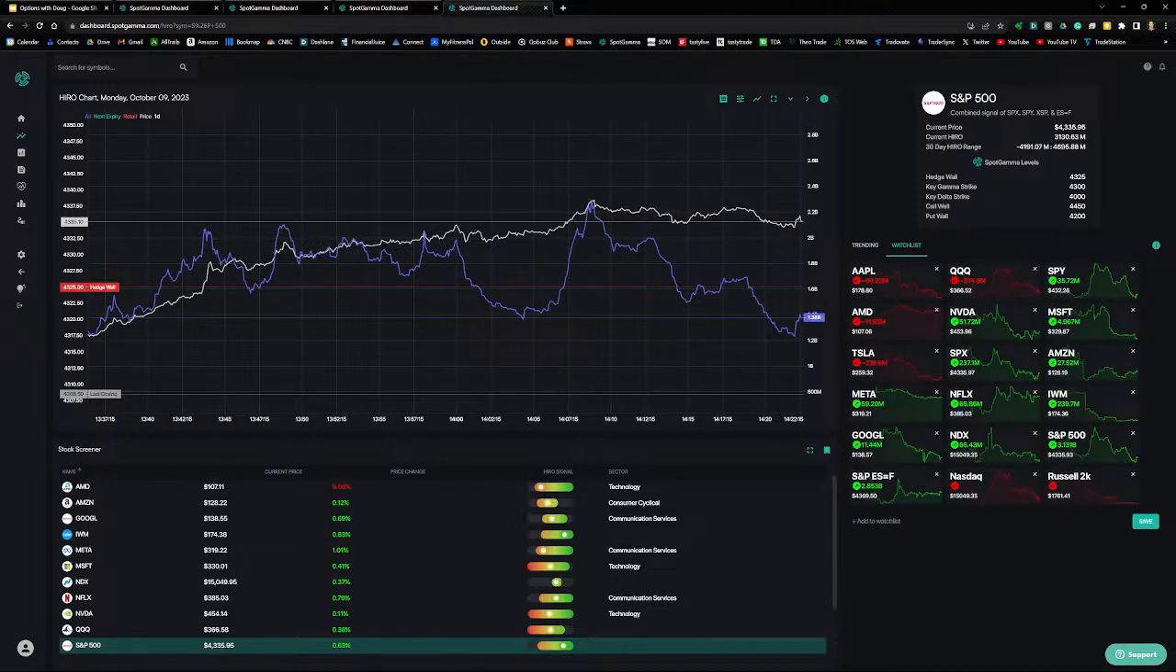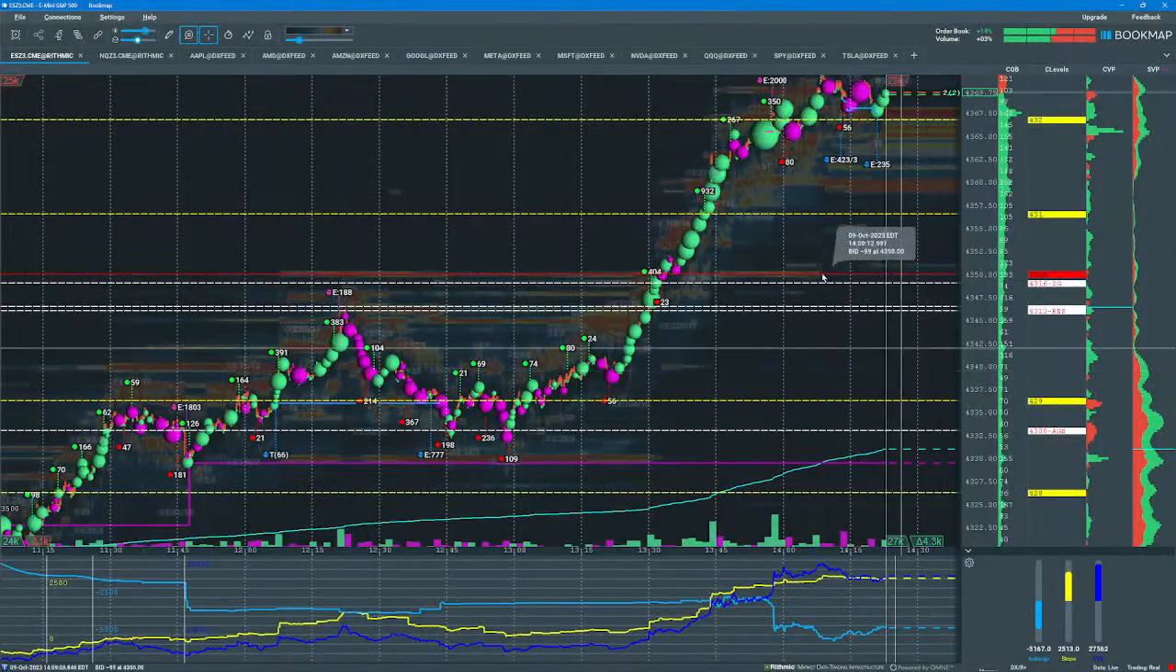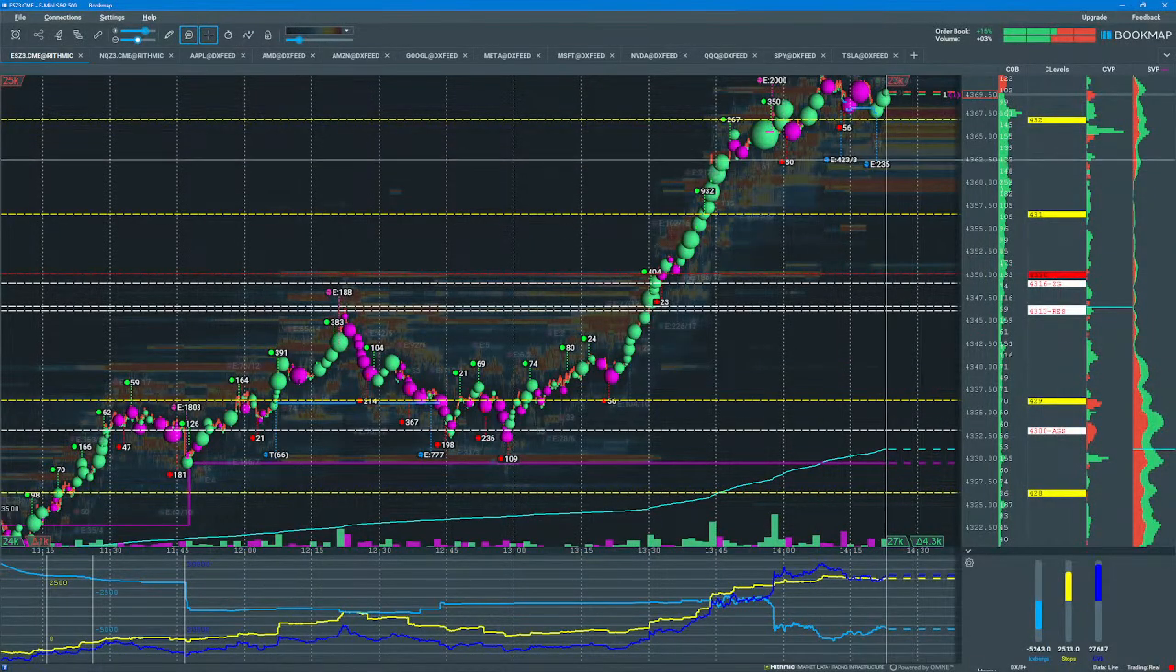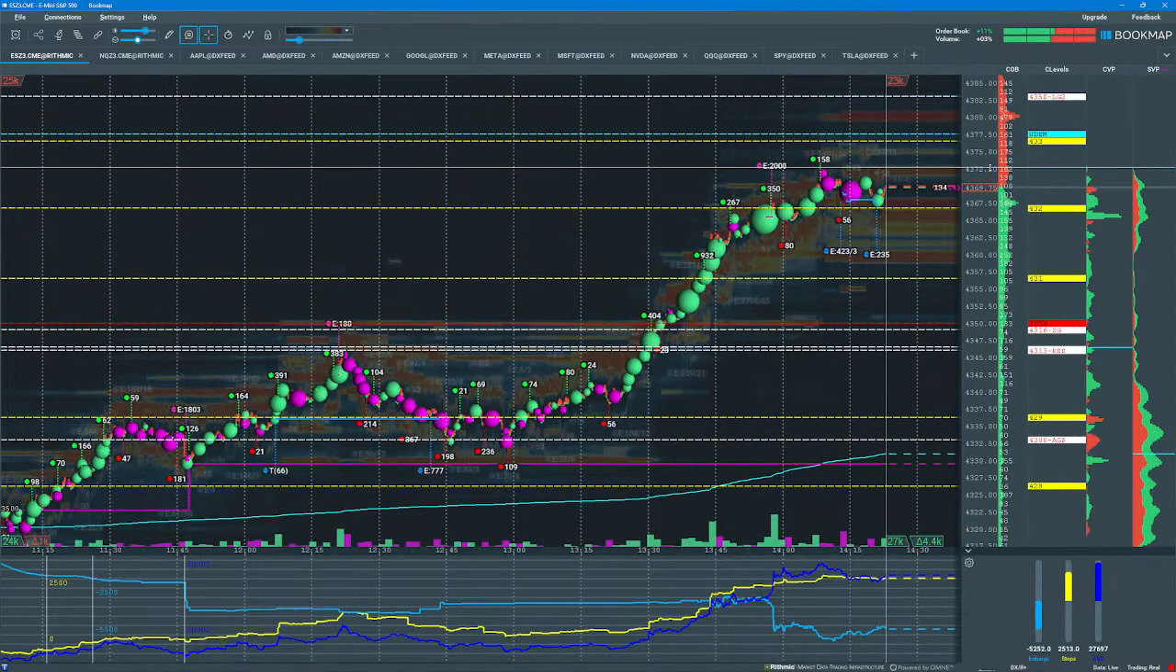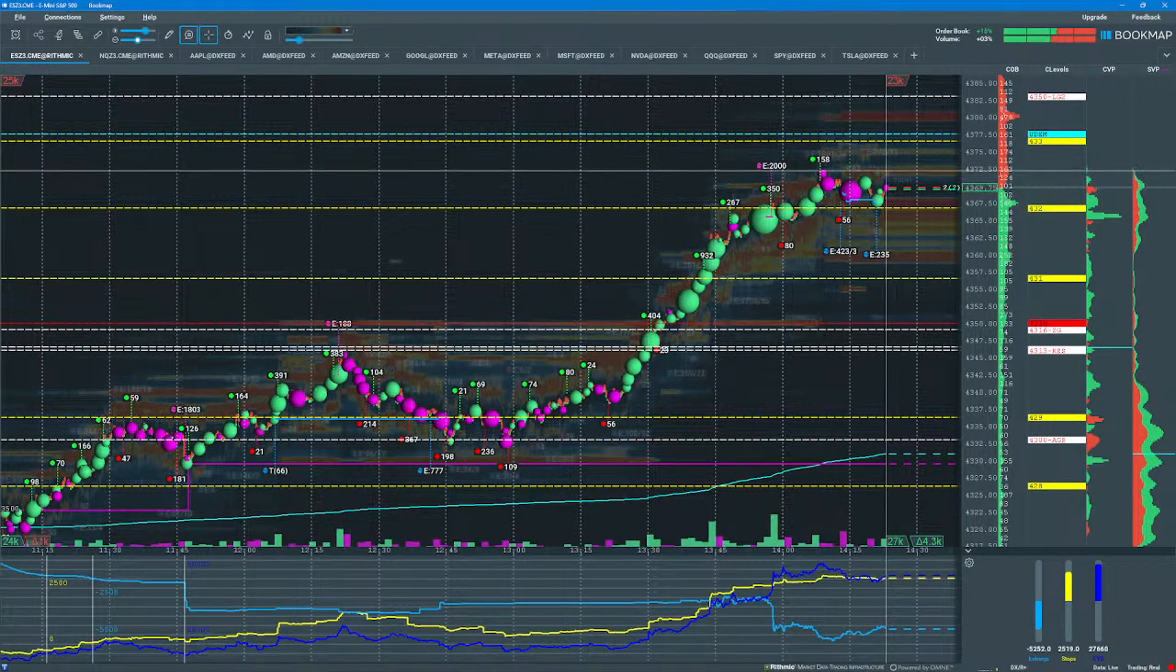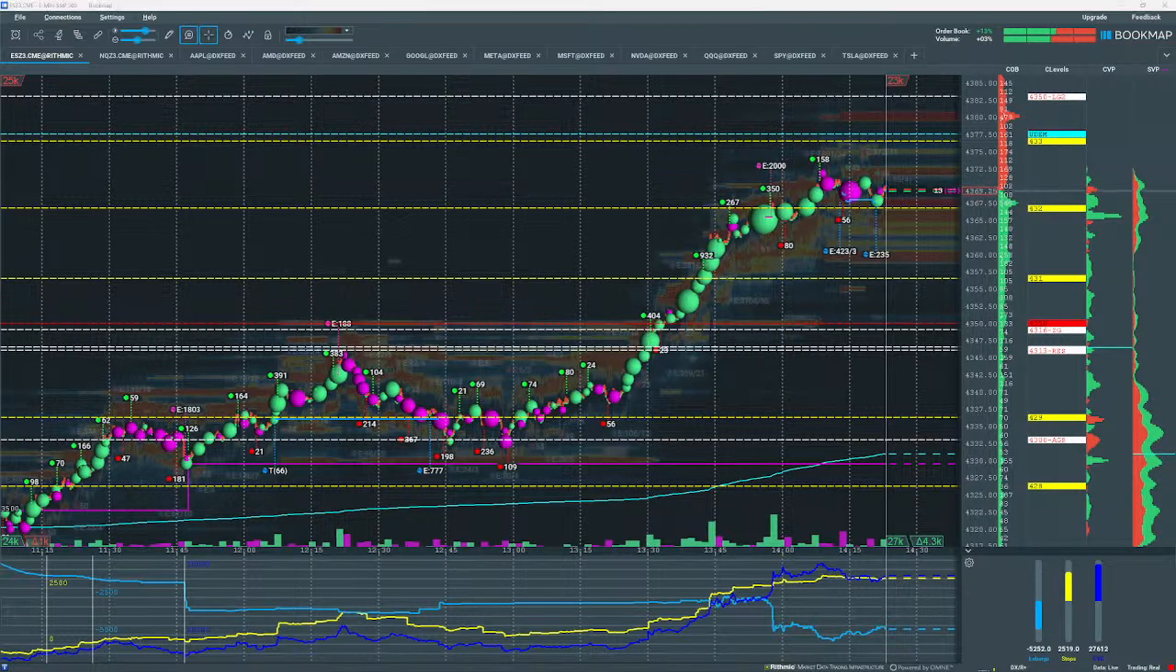Otherwise, let's go back to Bookmap. It looks like the S&P 500 may be heading up to the upper daily expected move, and then the 4350 level above that.